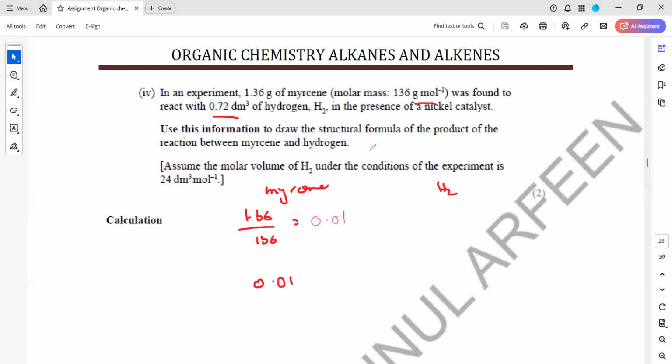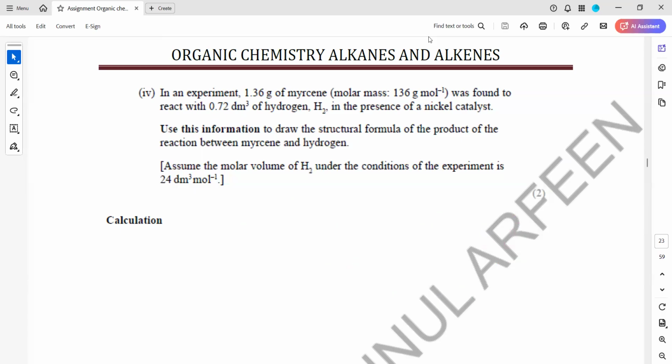How many moles of hydrogen? That is volume in dm cube divided by 24, because standard experimental conditions are used. So 0.72 divided by 24, how many moles are there? 0.03. So what is the ratio between them? If we take the simplest ratio, we divide by 0.01. So the ratio is 1:3. It means 1 mole is reacting with 3 moles of hydrogen.